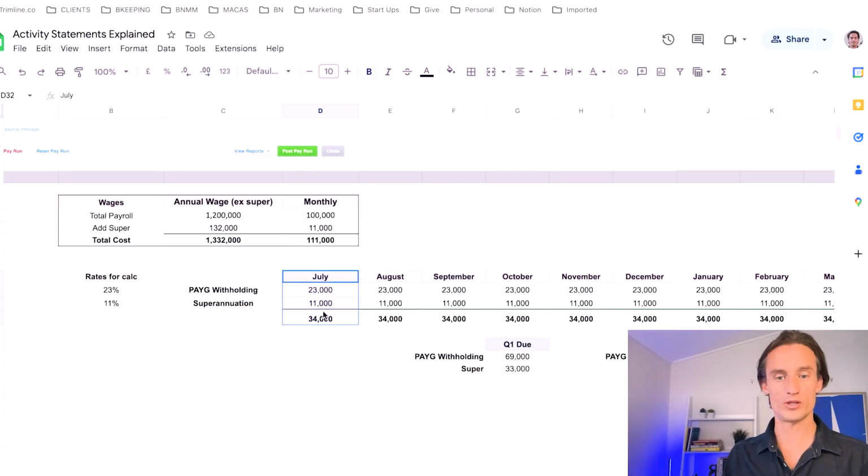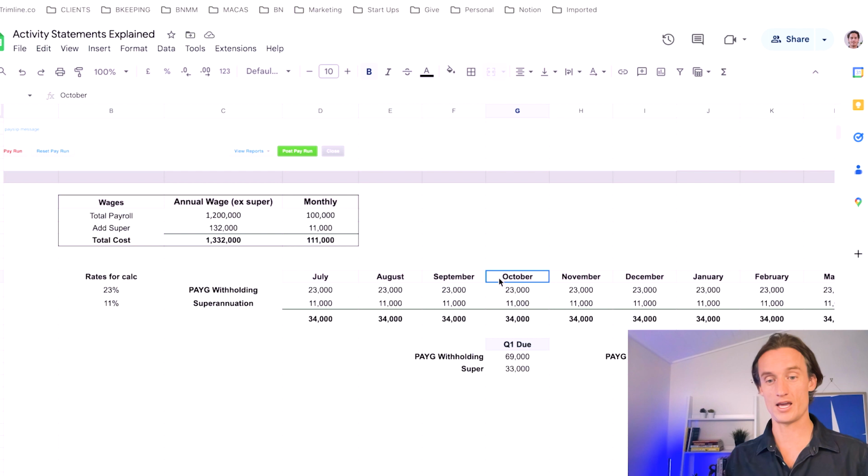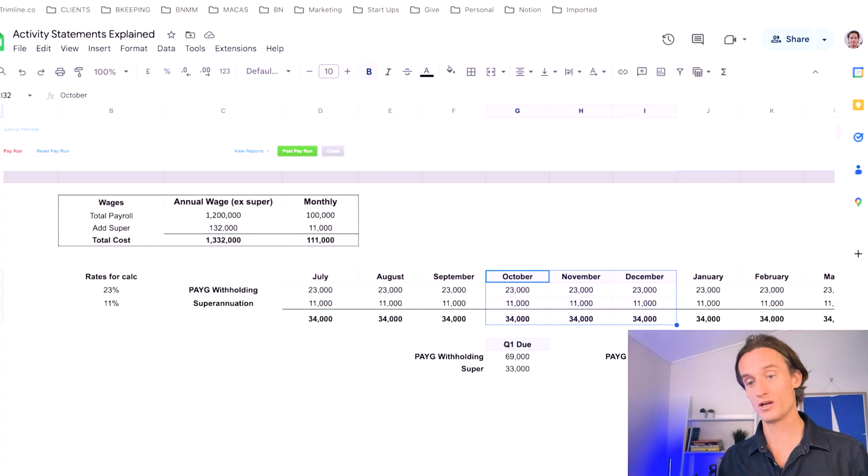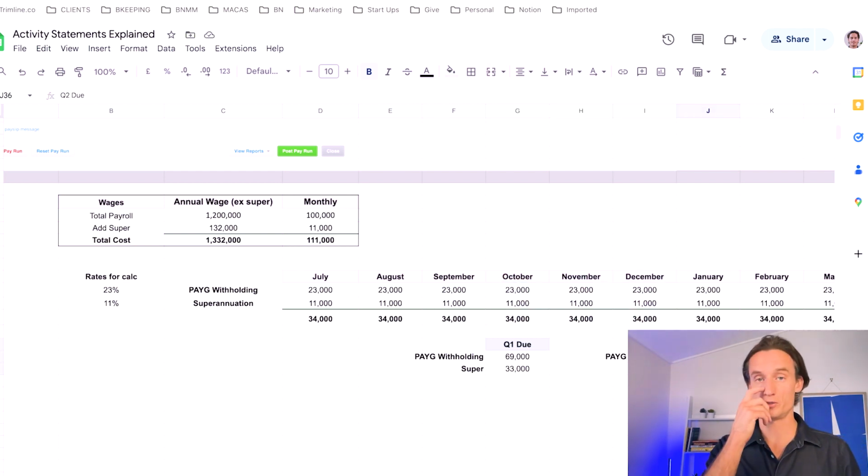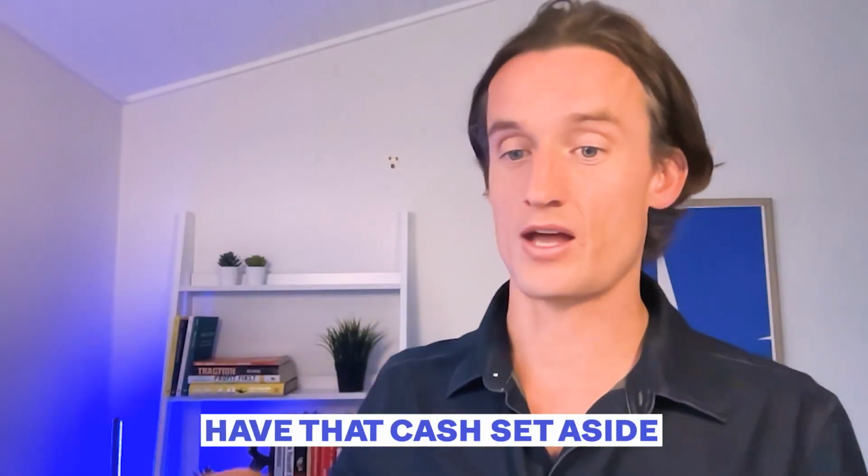What I want you to understand with this forecast is that these liabilities build up over the quarter and then they become due after the quarter. Again, they're built up October, November, December, and they're due once that quarter is closed. The exact date depends on if you have a tax agent or a BAS agent, but what I need you to start thinking about is, hey, there are these big cash flow hits each quarter that I need to start approximating and have that cash set aside.